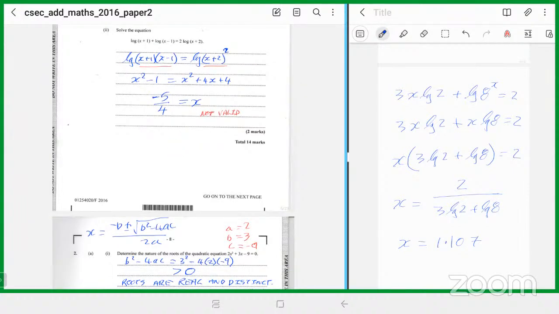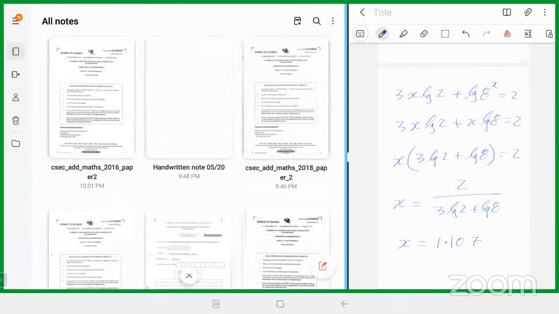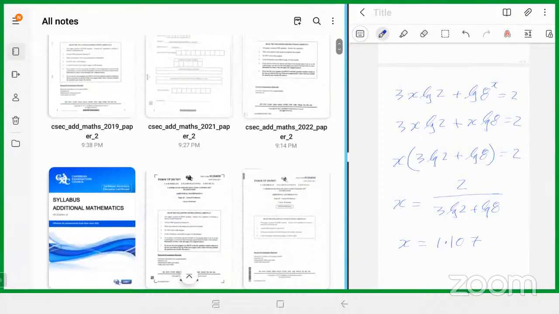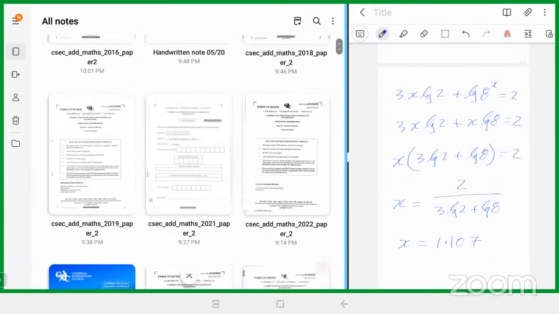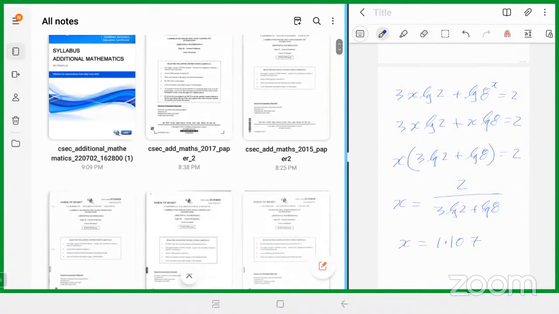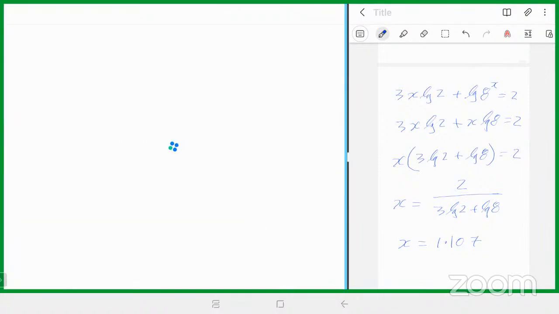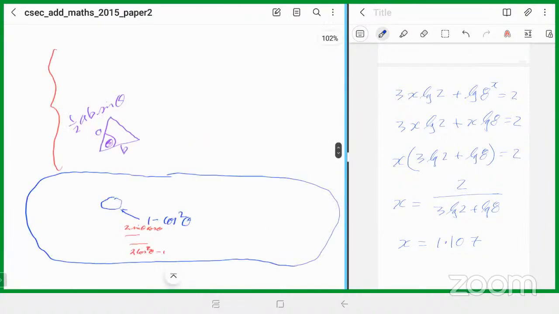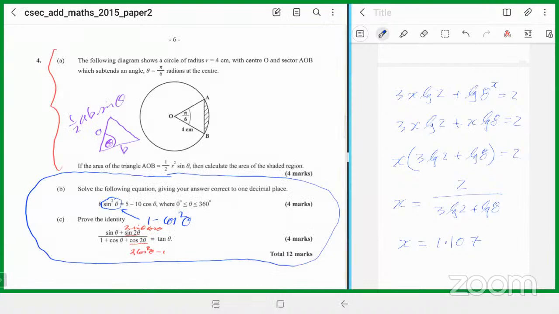2015 paper, there's no space to write on 2015. Jeez, I'm trying to copy that, man. One second, please.